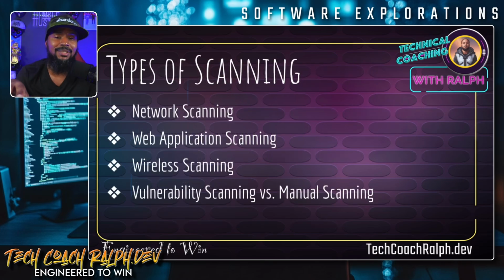So what are the different types of scanning that exist? These are high level. There's network scanning, like different ports, different IP addresses and stuff like that. There's web application scanning, like if you have a JavaScript, a node-based project, you can scan the web application to see what vulnerabilities might lie. Maybe an application did not update its packages, and now there's a loophole through there. There's wireless scanning to see how you can get into a network, and then we're going to talk about vulnerability scanning versus manual scanning. All right.